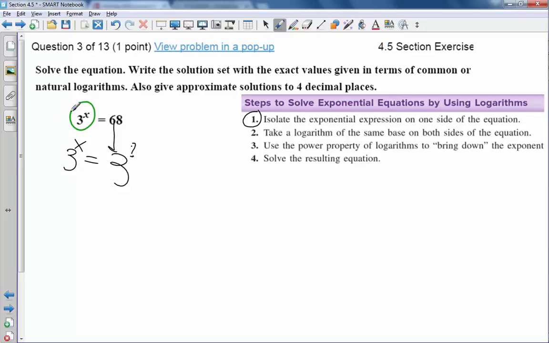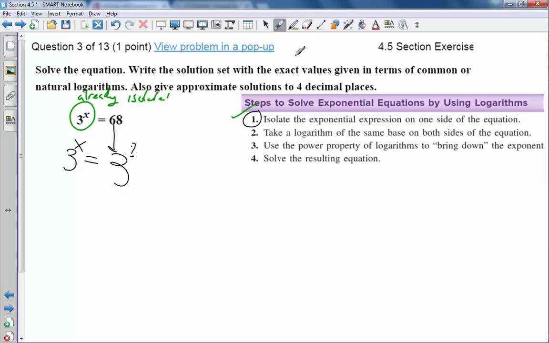do you see anything else besides 3^x? Do you see anything else on this side? No. So this has already been isolated. So step 1 is void. We don't have to do it.